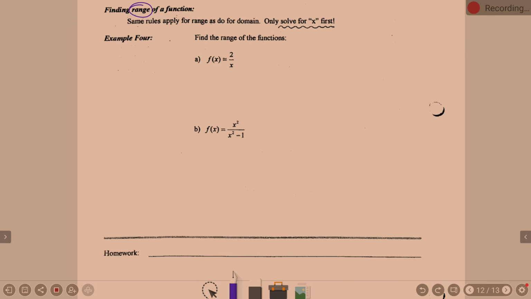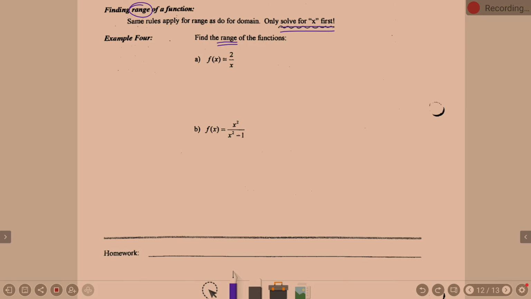Now, it says here, same rules apply for range as do domain, only you solve for x first. I will say that works part of the time. I'm not convinced that's always the best way. In all honesty, I tend to look more at the graph a little bit. But on this first example, it's a good way to show the idea of solving for x first. When we get down to b, I don't want to solve that mess for x. That's yuck. So we're just going to use the graph on b. But this one, not too bad.